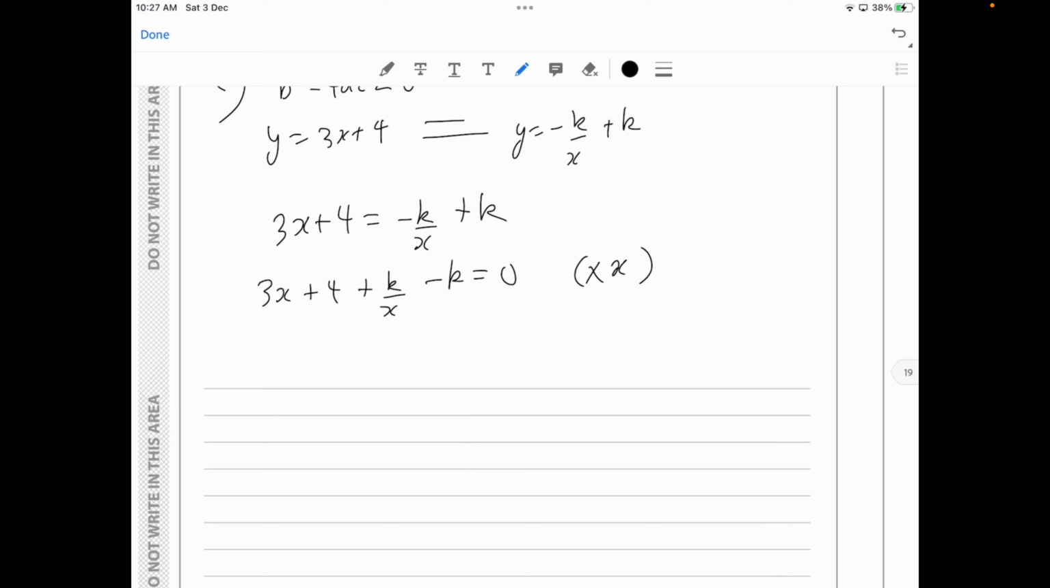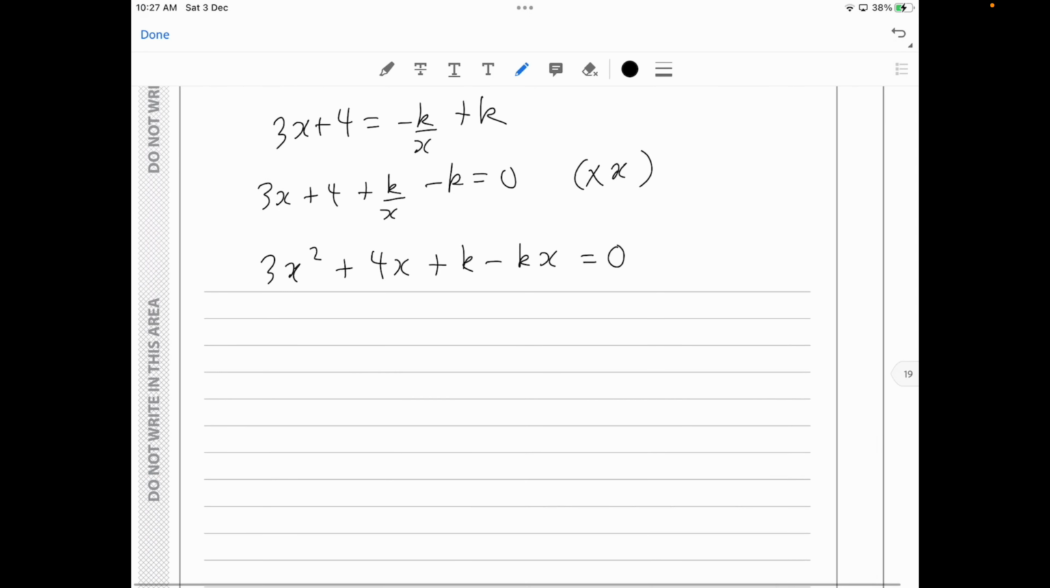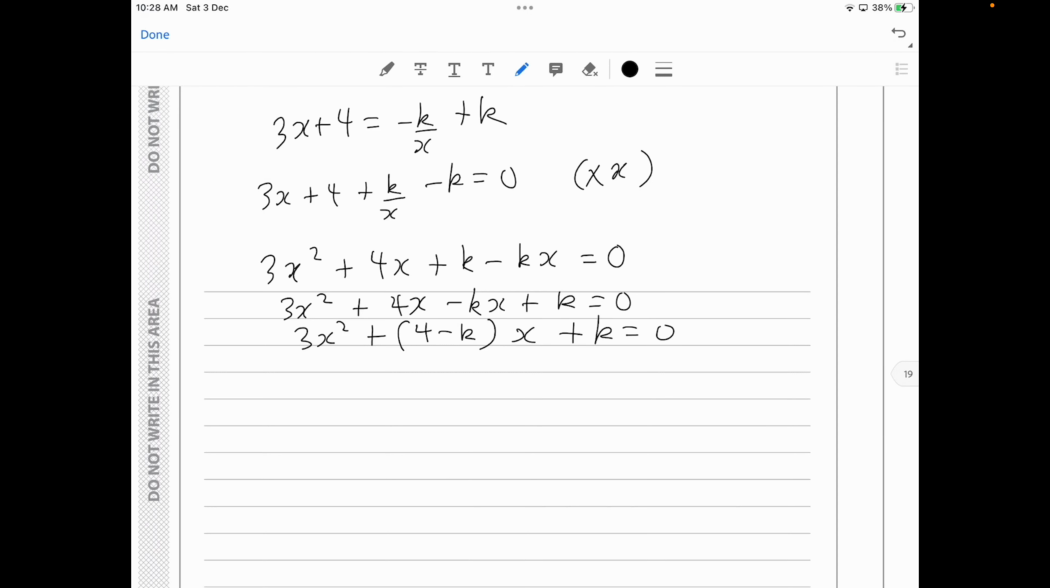We're just going to multiply everything by x, so that we remove the denominator. So it's going to become 3x squared plus 4x plus k minus kx is equivalent to 0. Now we rearrange this to collect all the like terms together and factorize it: 3x squared plus 4 minus k, all in brackets, times x, plus k is equivalent to 0. So now we can see that we're forming a quadratic equation, ax squared plus bx plus c is equivalent to 0. We know the value of a to be 3, the value of b is 4 minus k, and the value of c is just k.